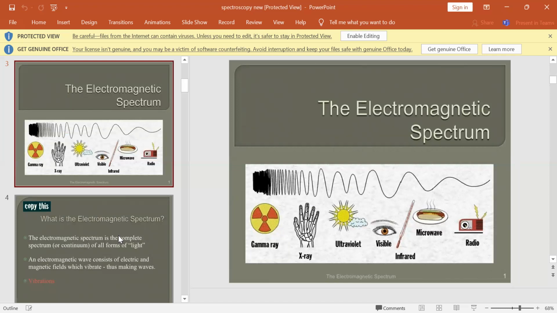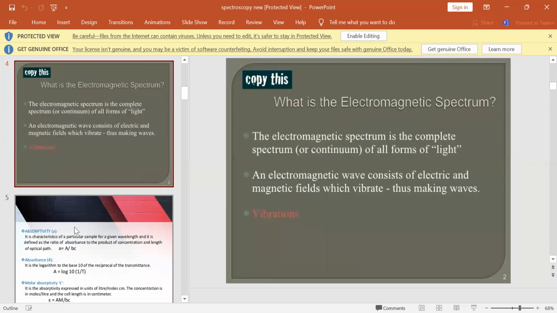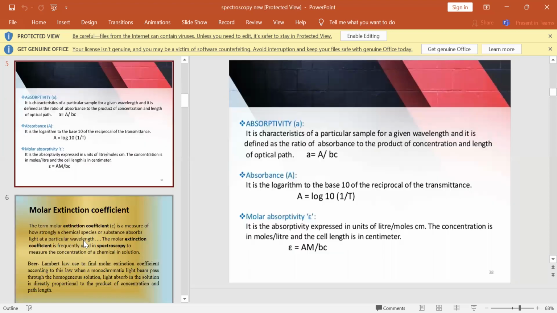Gamma rays are very, very strong. After that, X-rays, and then comes ultraviolet radiation, and then visible radiation, and then infrared radiation, and microwave radiation. Next comes the radio waves. Electromagnetic spectrum is a complete spectrum of all forms of light. An electromagnetic wave consists of electric and magnetic fields which vibrate, thus makes waves, just like vibrations.